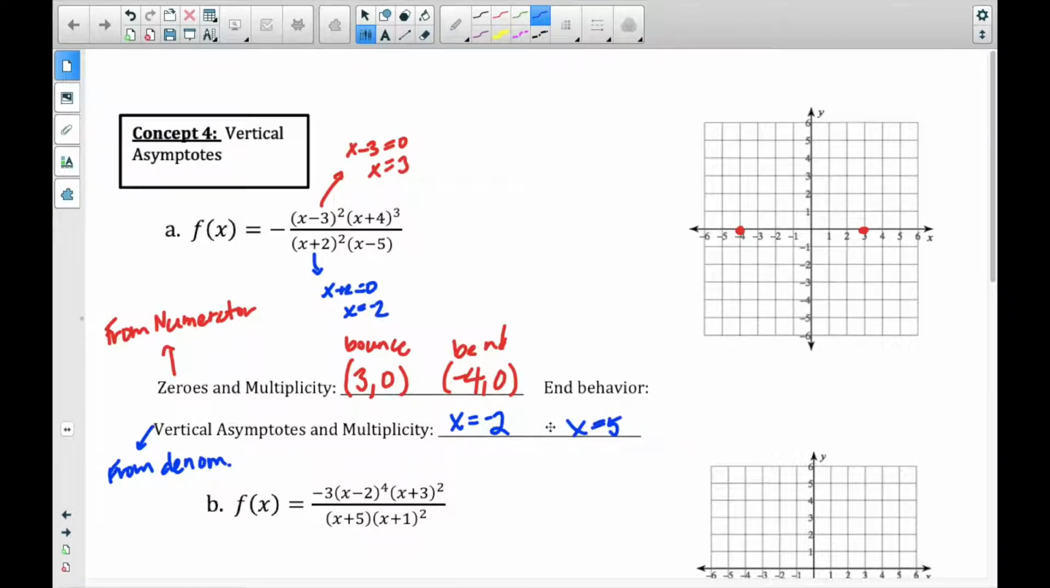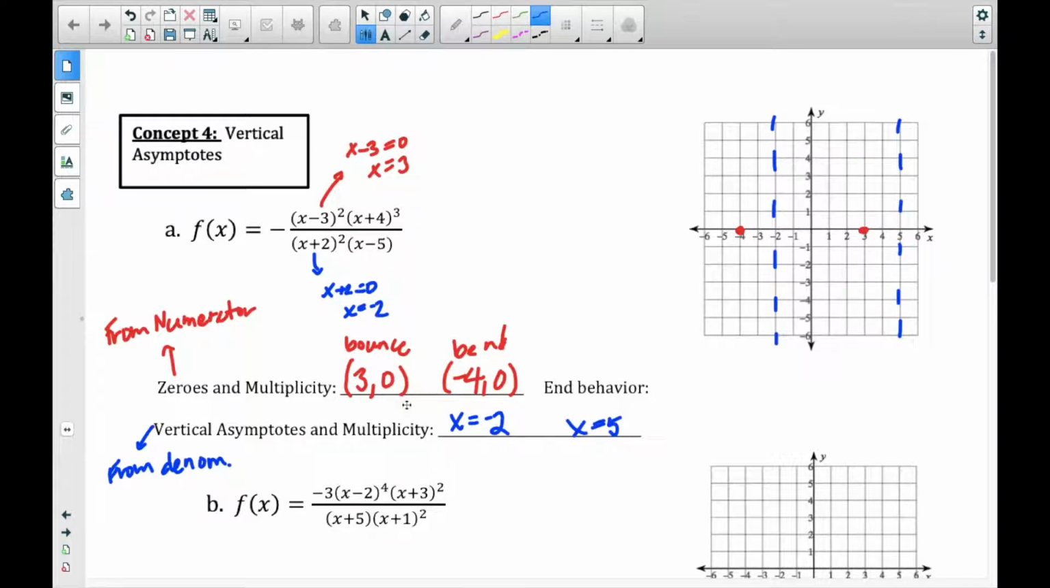Those are our asymptotes. Asymptotes, we discussed this the other day, are lines which the graph gets closer and closer to. It approaches that line, and it never quite gets there. It might cross it, but it never quite gets there. The other thing is we need to look at multiplicity. Just like on the numerator, the multiplicity came from the exponents. Down here, the multiplicity is also going to come from the exponents. And so we look at the exponents.